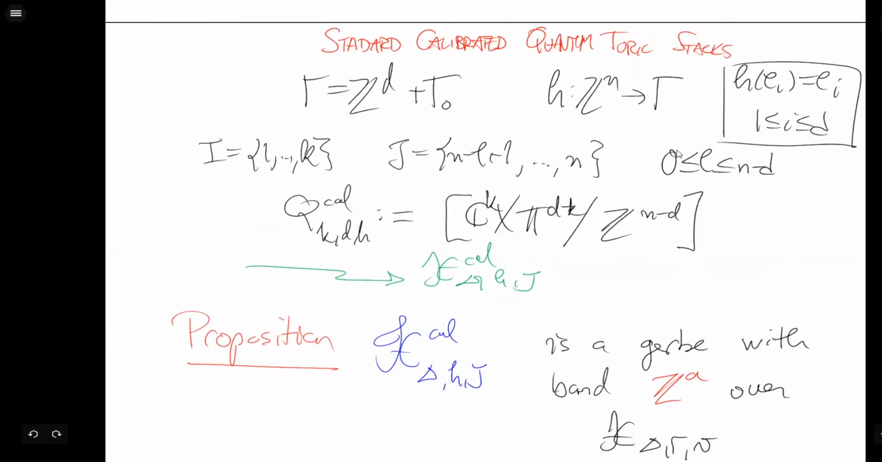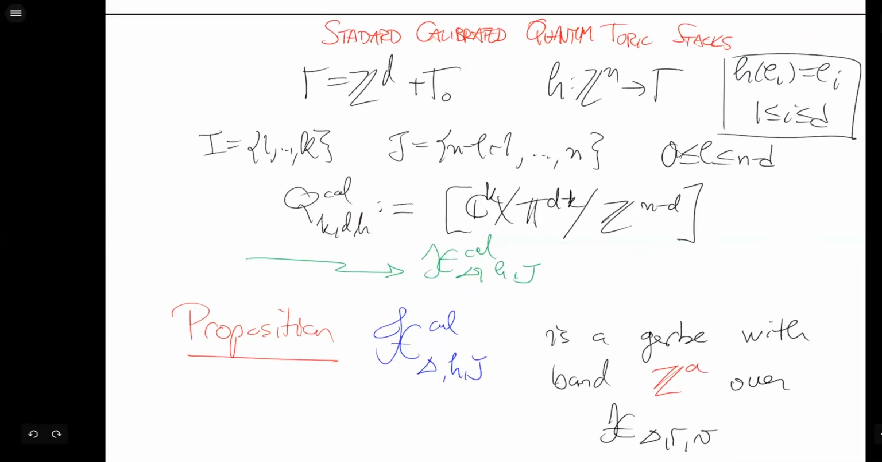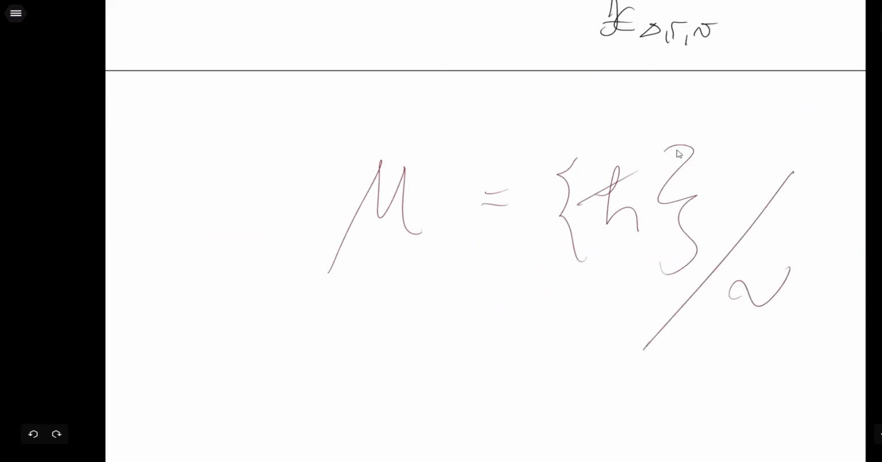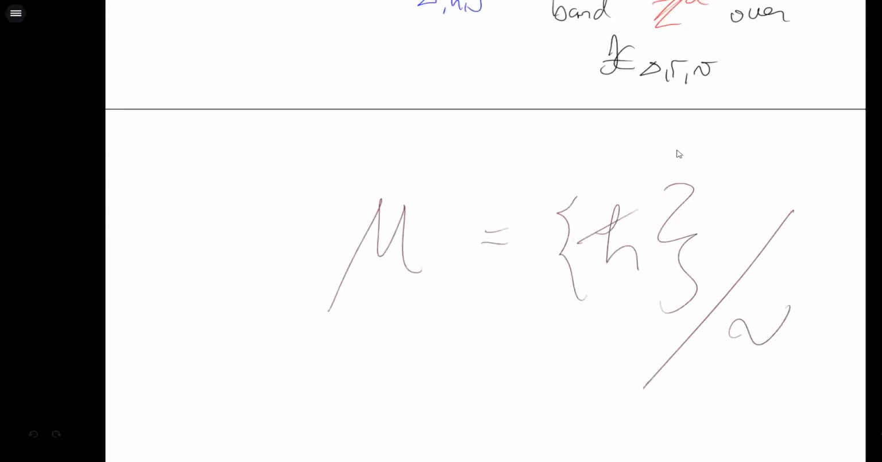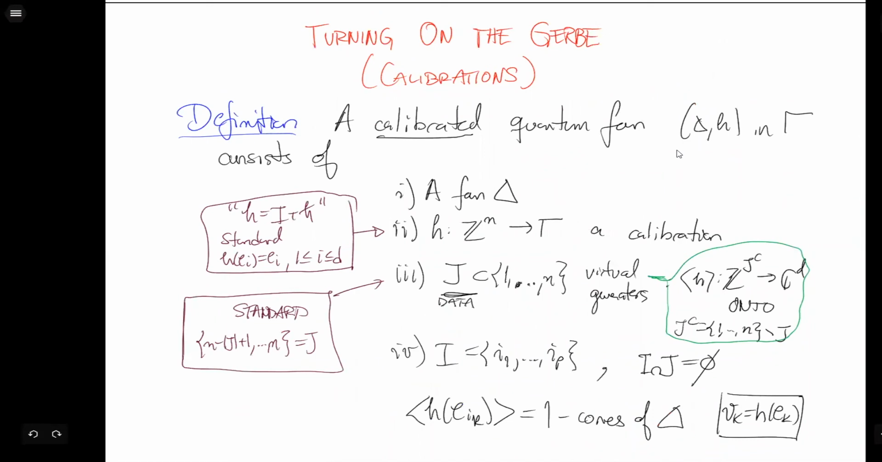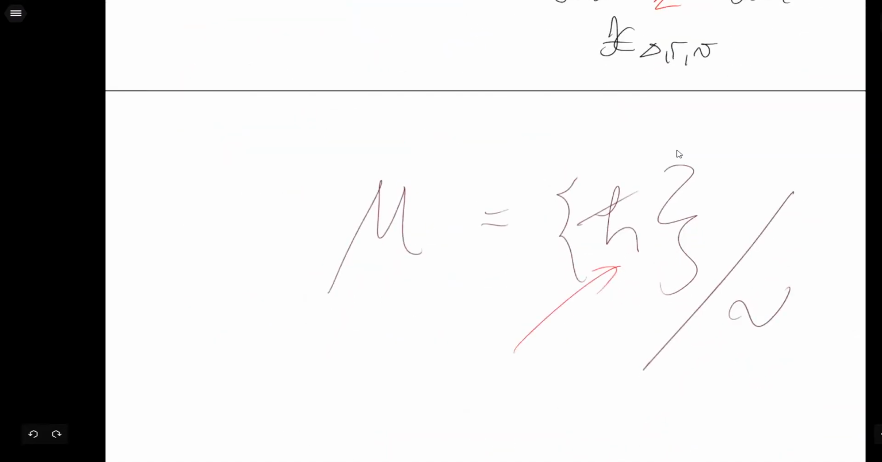Now, if we change the value of h from one irrational to another, are these things isomorphic? Not at all. Let me try to explain. Sometimes, but definitely not always. The moduli space is more or less h bar modulo an equivalence relation. So h bar is the value. H here is I plus h bar. And h bar is the parameter, the coordinate for the moduli space.